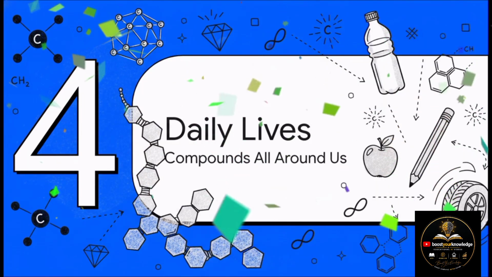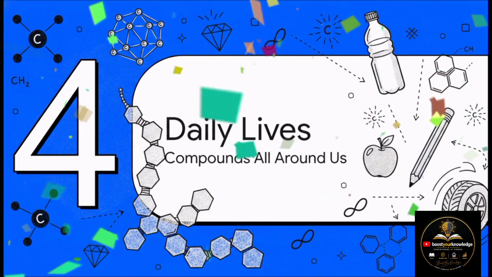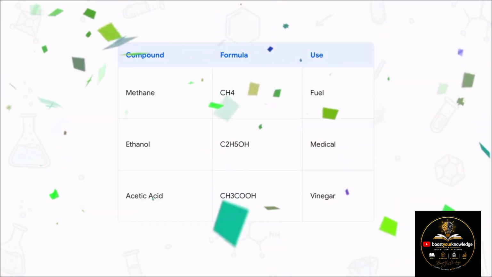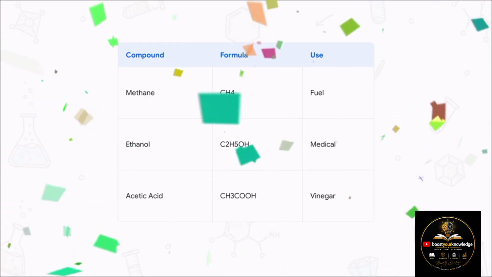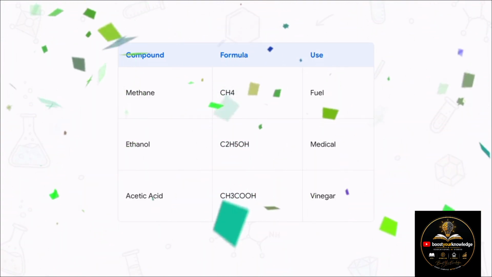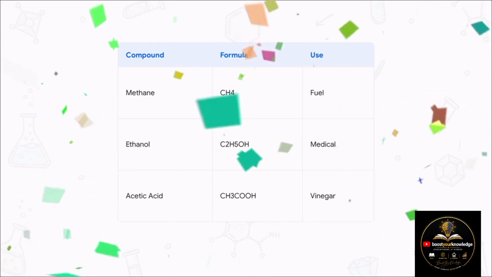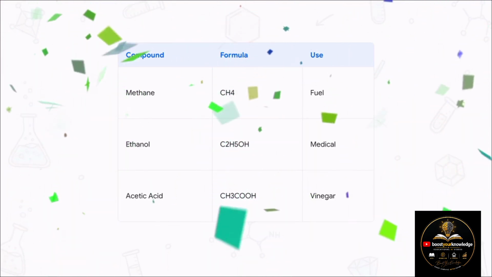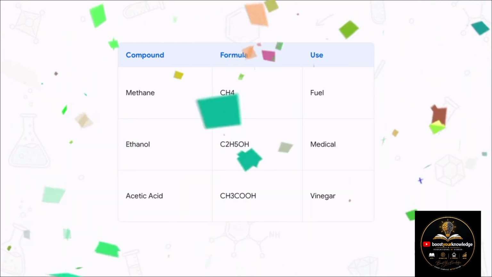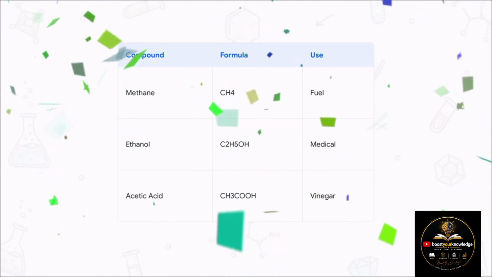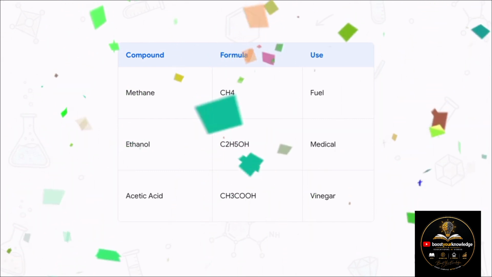Which brings us to Section 4, Carbon in our daily lives, compounds all around us. By pairing just a few carbon atoms with basic elements like hydrogen and oxygen, we get entirely different functional materials. Methane gives us natural gas to fuel our homes. Ethanol is used for medical solvents and beverages. And acetic acid, that's what gives you the vinegar sitting right there in your kitchen.